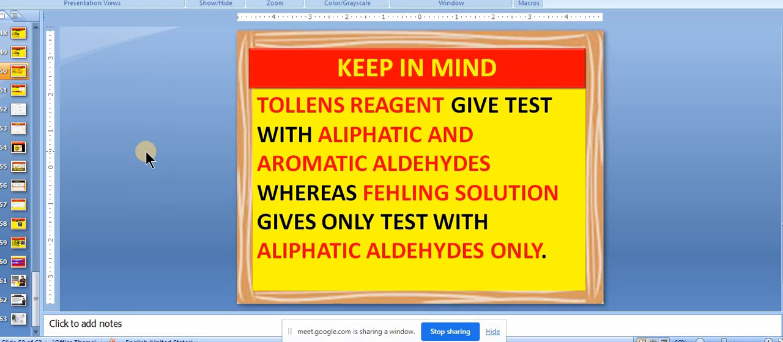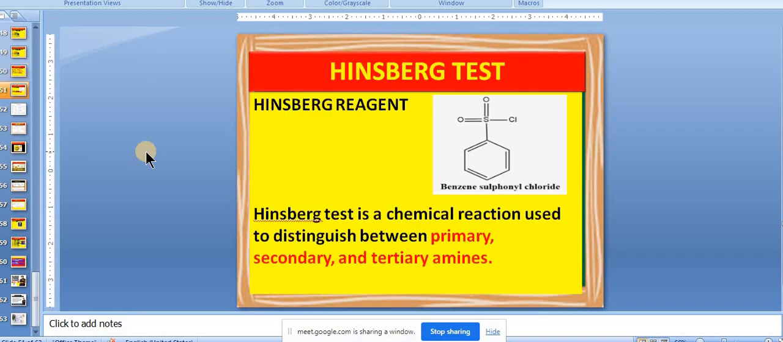Now we are moving forward to the test known as Hinsberg test. Hinsberg test is a chemical reaction used to distinguish between 1 degree, 2 degree, 3 degree amines. Hinsberg test question can be asked in such a manner that they may ask you Hinsberg reagent, which is there on your screen: benzene sulfonyl chloride. Here, what is the valency of sulfur? Yes, Arman, tell me.